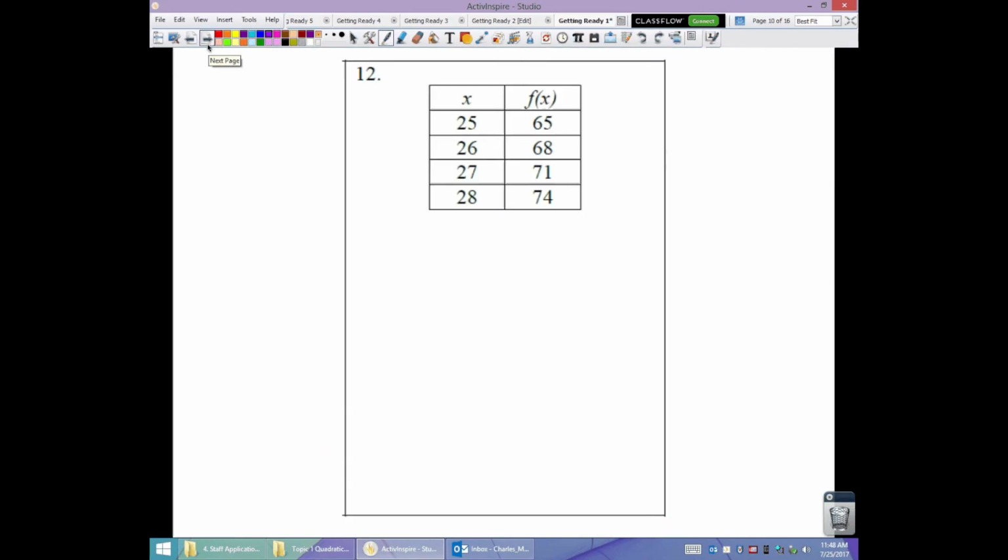Number 12, now I don't have a graph, so I'm not looking for rise over run. I just need to identify any 2 points. I might as well choose the first 2. And I can use that slope formula.